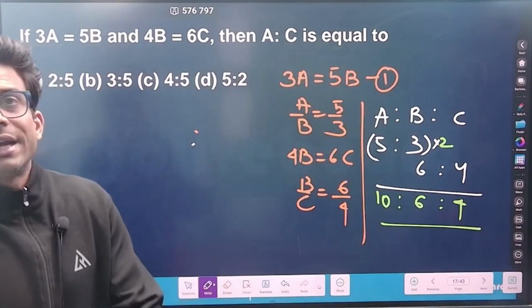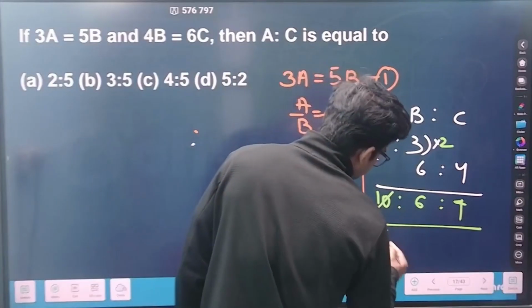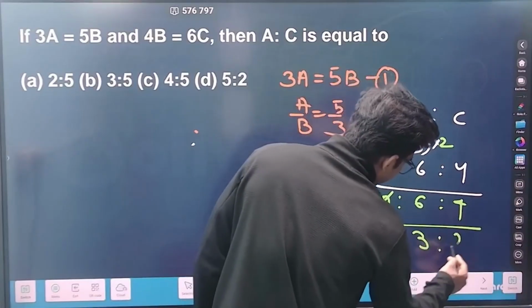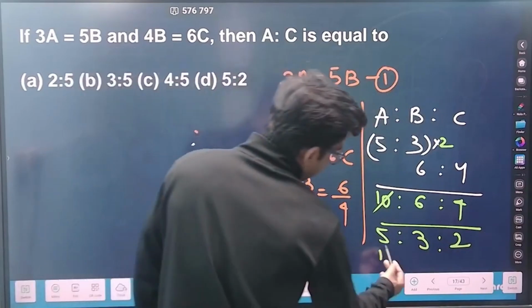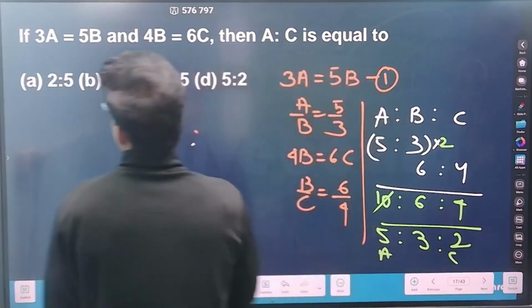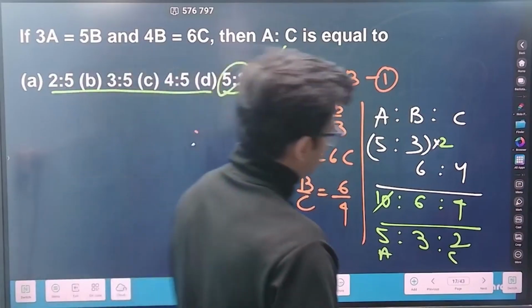But you need to write it in the simplest form. As I said, this is not the simplest form. 2 fives, 2 threes, and 2 twos. And they're asking the ratio of A is to C. This is A and this is C, which is 5 is to 2. The correct answer is option number D.